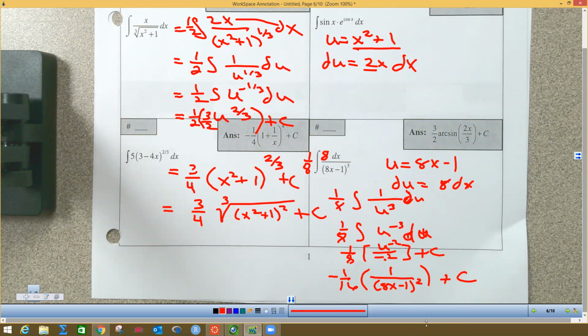Question on that. You see how they're very similar? The only time you're going to get natural log in your answer is if the denominator is just an x to the first power or u to the first power. All the rest of the time, you're going to move them up and do power rule.